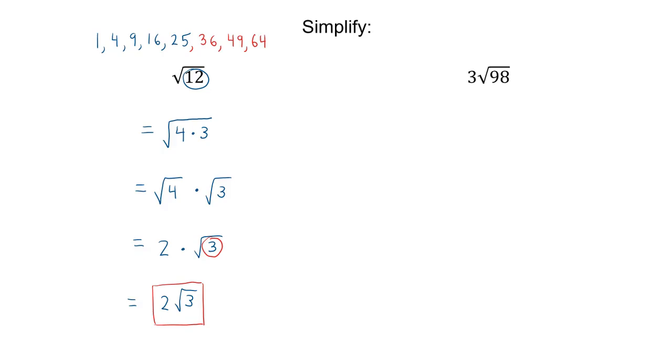So let's go back to 36. Will 36 evenly divide 98? No. Will 49 evenly divide 98? Yes. 49 is a perfect square that will evenly divide 98 2 times. So we can say that 3 times the square root of 98 is equal to 3 times the square root of 49 times 2, because 49 times 2 is 98.